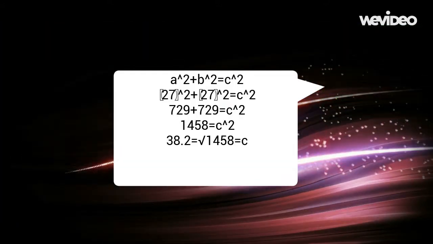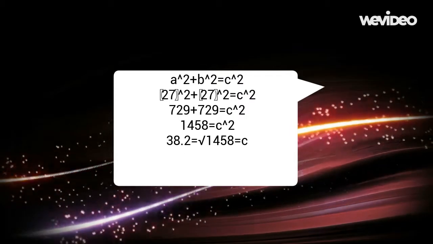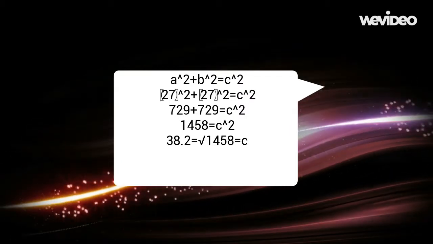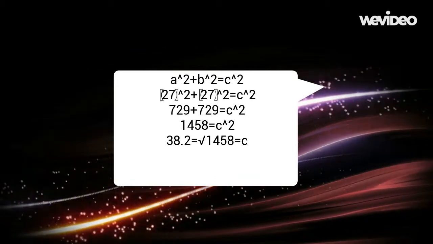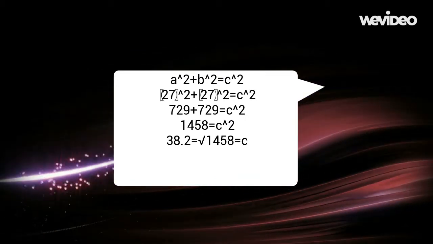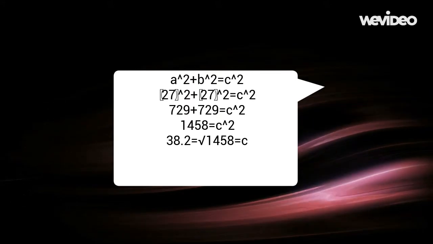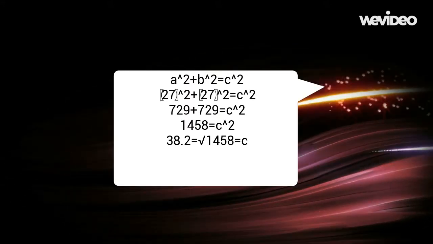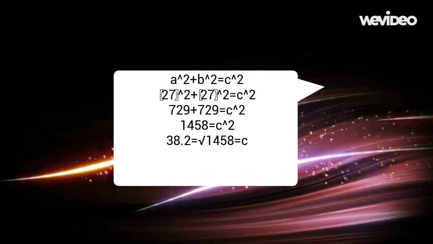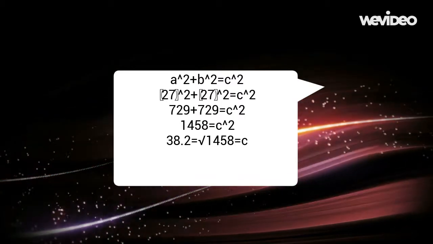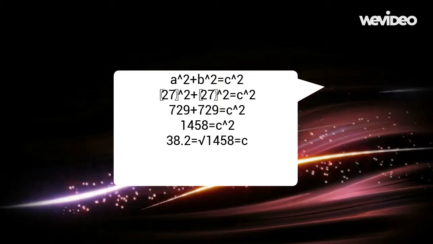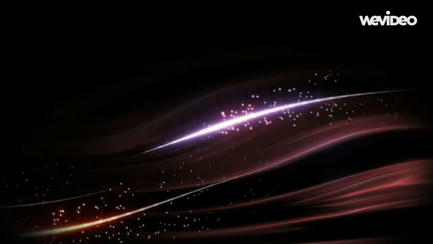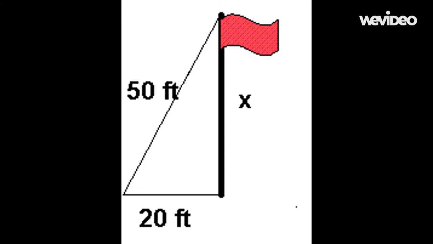Again, we are going to be solving for the hypotenuse, so we know that 27 squared plus 27 squared equals our hypotenuse, or the length of the throw. So if we simplify that, we can see that we will get a distance of 38.2, or if we wanted an exact answer, it would be the square root of 1458, and that would be in meters.